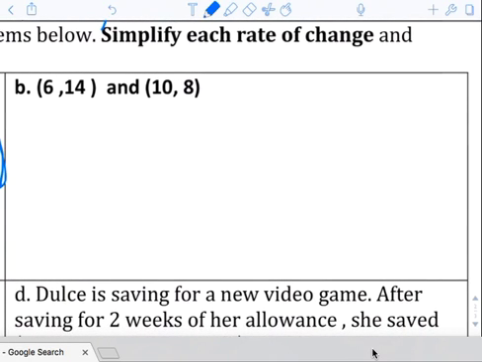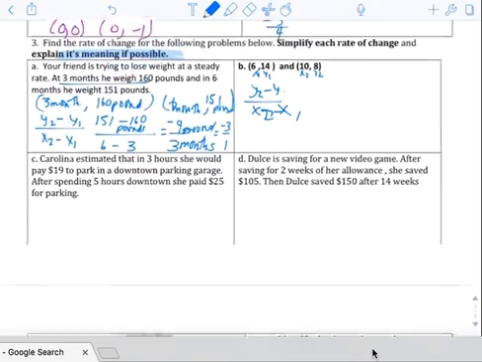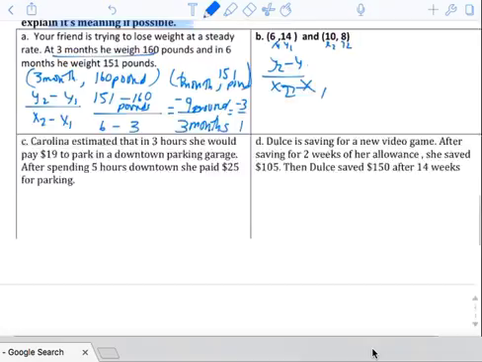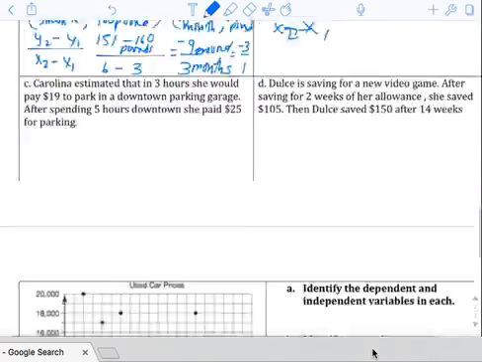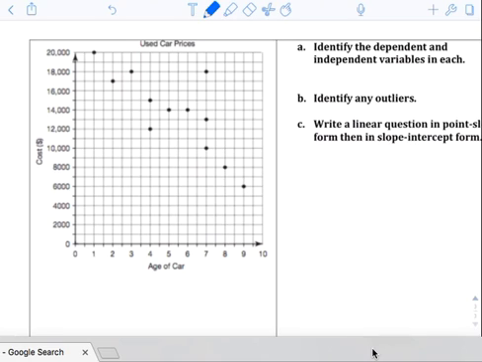I write too big. This has no meaning, so you just do x1, y1, x2, y2. You just find the rate of change: y2 minus y1 over x2 minus x1. Okay, this is all the same thing as that one over there. So I'll let you do those. Identify the dependent. Dependent is the y, independent is the x.